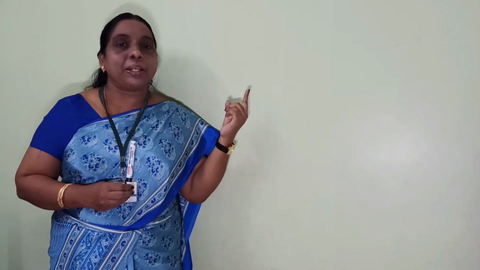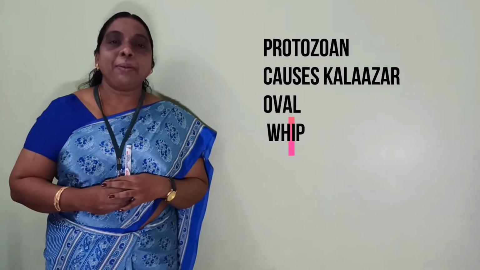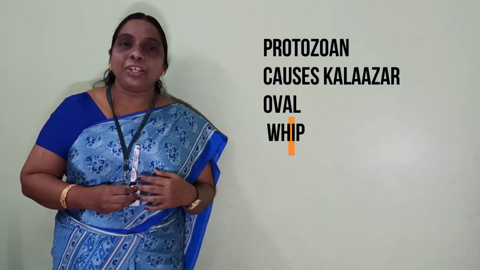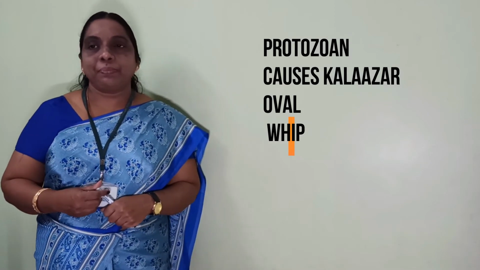Okay, children, let me explain the second disease, which is caused by Leishmania. Let's look at this particular picture. This is Leishmania and it belongs to the phylum Protozoa. The shape of Leishmania is oval or web-like structures. This disease is responsible for Kala Azar. Actually, what is the meaning of Kala Azar? It means black fever.